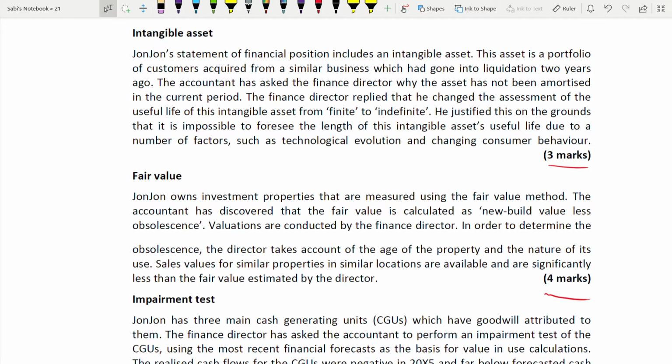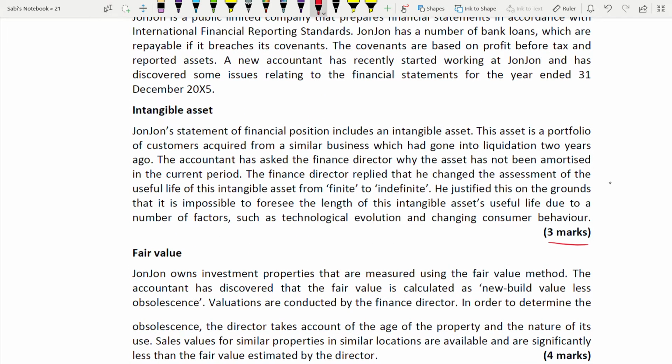Whether it's easy or hard, I still try to solve it in the time allocated to me. Unless it's very tough and I'm not able to get any answer, then I don't waste time. I go to the next question so that my time is saved. Later I can come back and do it. So I will be starting with the intangible asset first, and then fair value, and then the impairment.